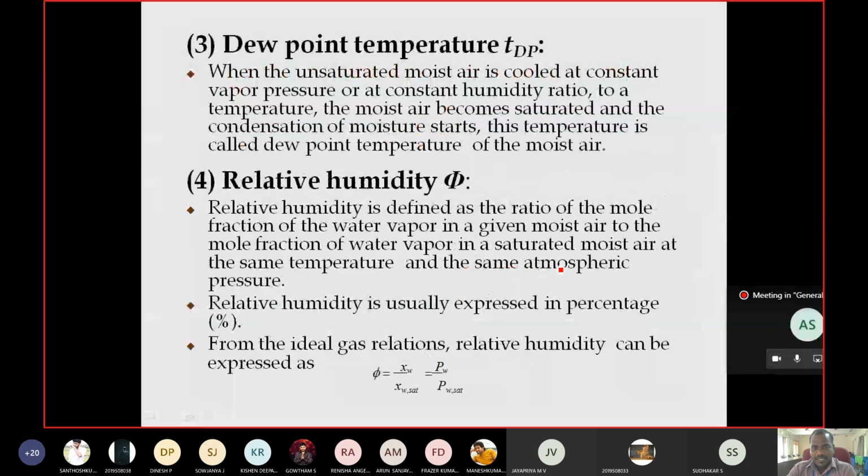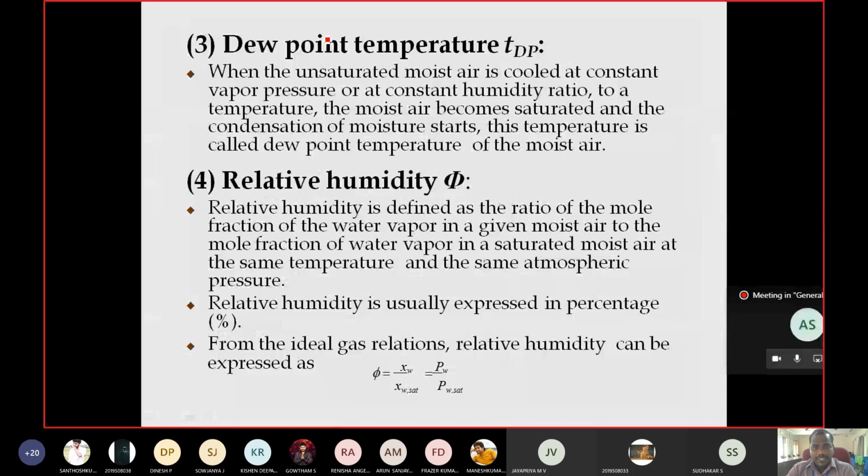Then dew point temperature. When unsaturated moist air is cooled at a constant vapor pressure, at a constant humidity ratio, to a temperature where the moist air becomes saturated and the condensation of moisture starts, this temperature is called the dew point temperature. So actually this is very important to my question.